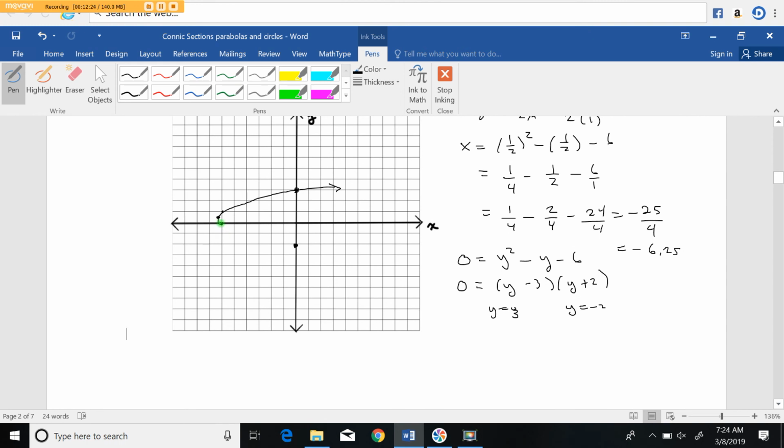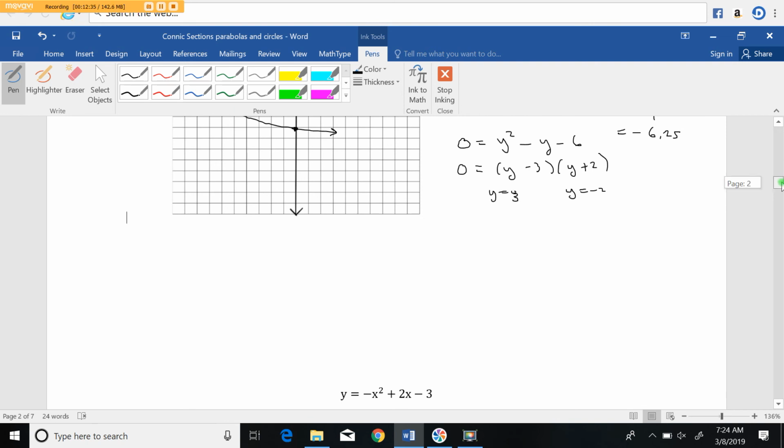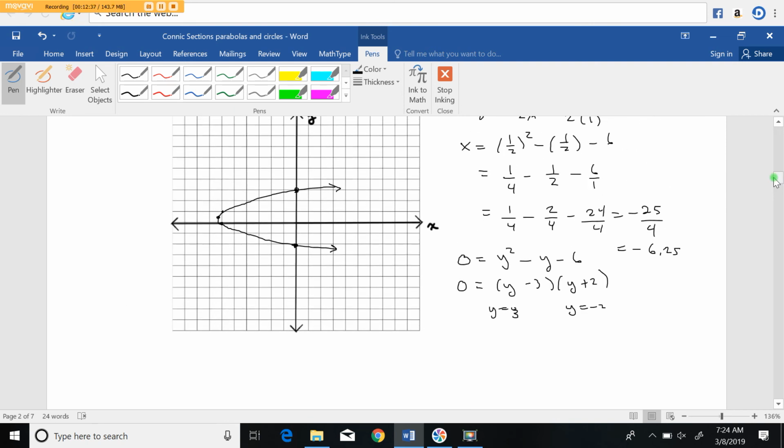All right, let's sketch this here, and it goes through 0, -2. There we go, and off to the right. Good enough. All right, so axis of symmetry. That goes through the vertex. This graph is symmetric about this line, and that's the line y equals 1/2.